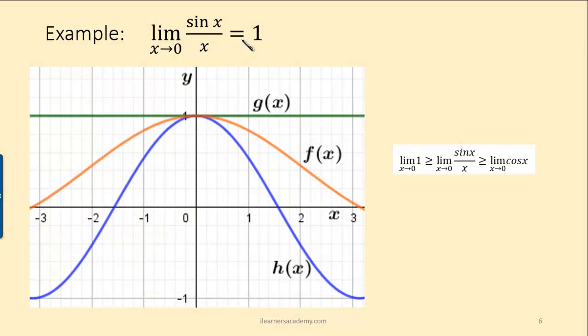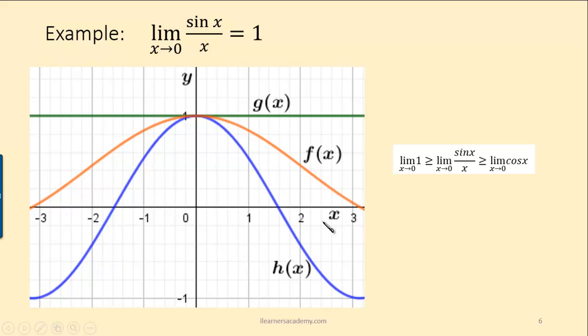We can look at this problem graphically. Because the software I use allows you to write functions of x only, I use x instead of theta. So here we have g of x equal 1. Here we have our f of x, which is sin of x over x. And here we have h of x equal cosine of x.